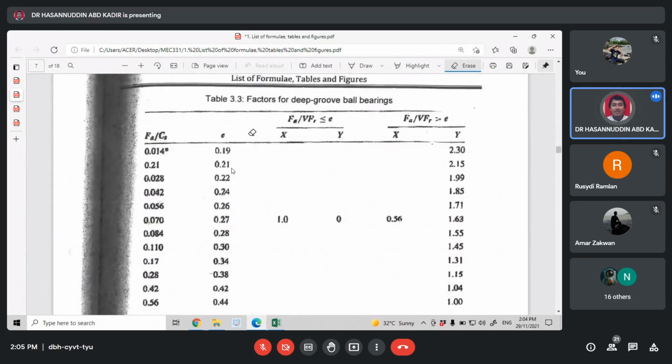So then we need to find the value of x or the y here, based on this condition. We need to find the value of Fa over Vfr. We have the value of e there, then we need to compare the value of e, whether it is less than e or not. Nanti kita akan tengok.